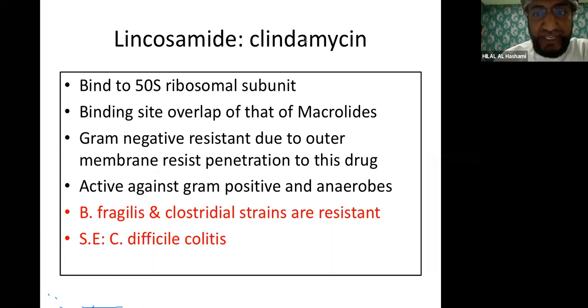Then we'll talk about clindamycin that we mentioned earlier in the presentation. It binds to the 50S ribosomal subunit. Gram-negatives have resistance to clindamycin, due to the outer membrane, which resists penetration of these drugs into the cell. It's active against gram-positive and anaerobes. Bacteroides fragilis and some Clostridium strains are resistant, and indeed C. diff colitis is one of the side effects of clindamycin.